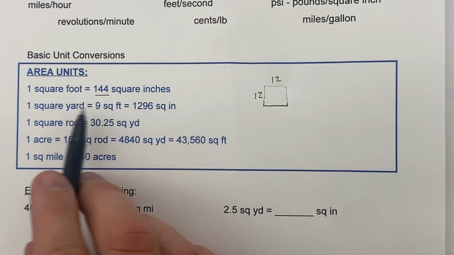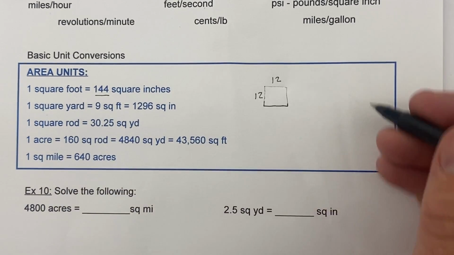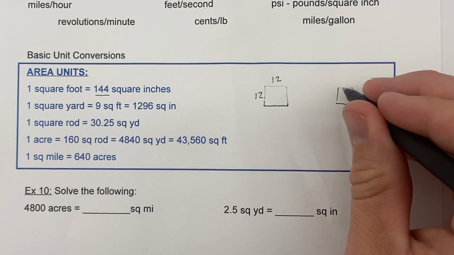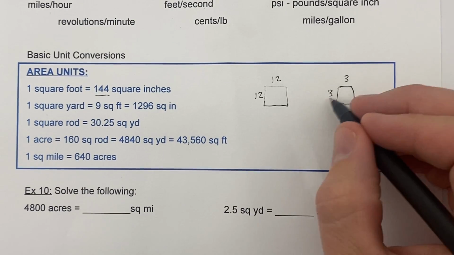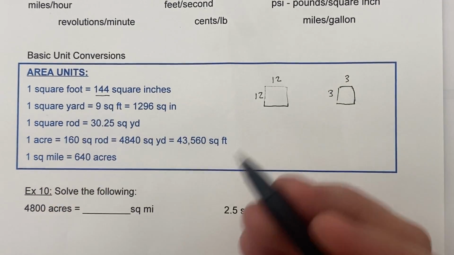1 square yard is equivalent to 9 square feet. Again, we can make the argument, if it's 1 by 1 yard, that's 3 by 3 feet. 3 times 3 gets you 9 square feet.